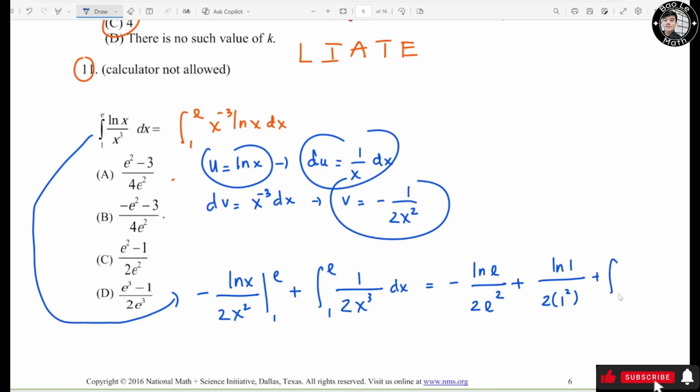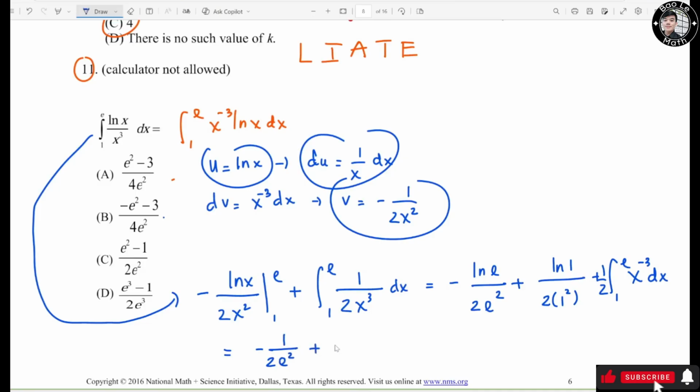Plus the integral from 1 to e. Now I'm going to bring 1 half to the front, and this one right here I bring to the top. I'm going to use the power rule, right? ln 1 equals 0, ln e equals 1, right? So the first one becomes negative 1 over 2e squared, right?